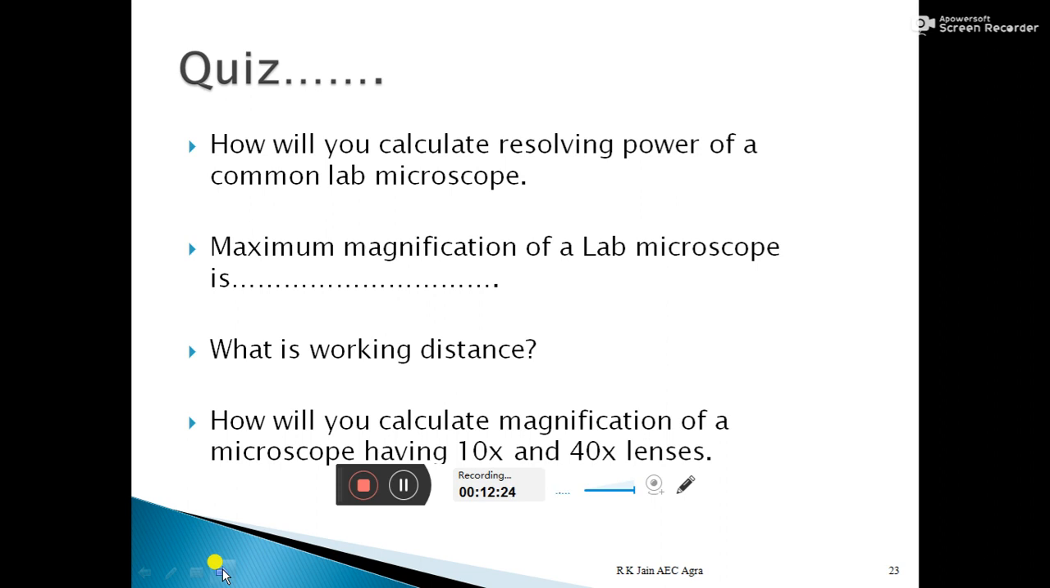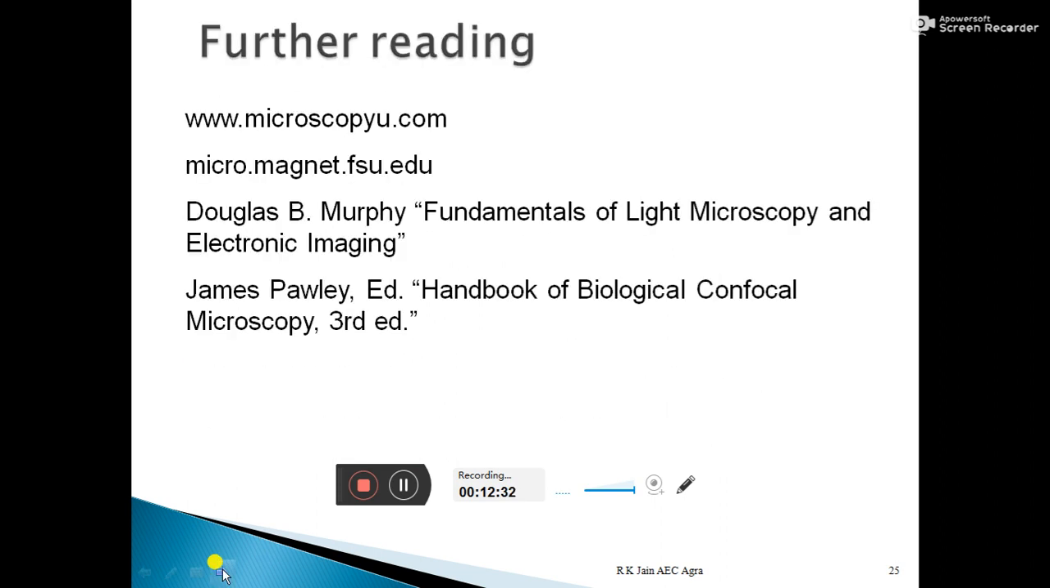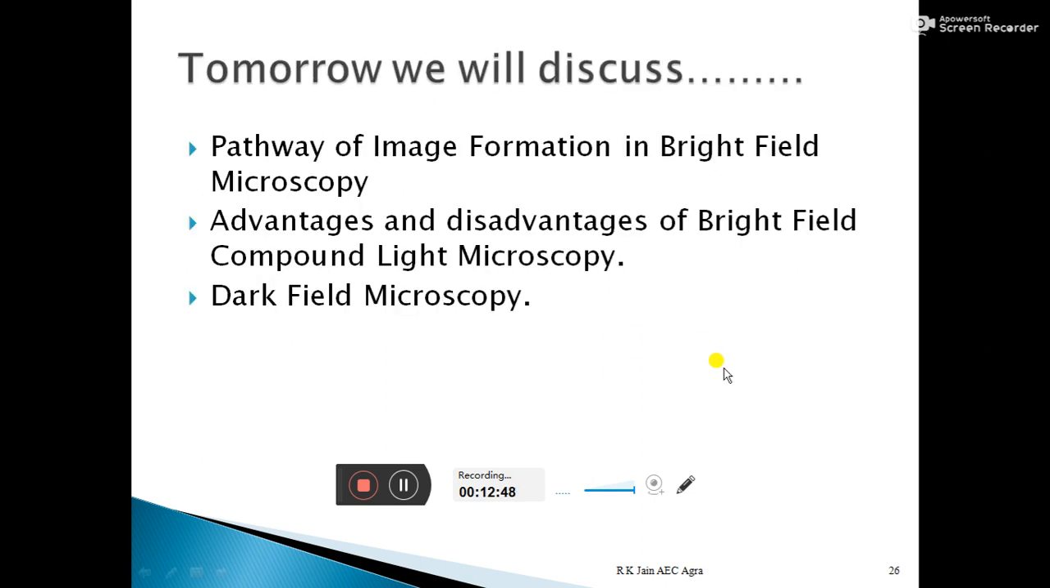This has been introduced to you. These are the key questions. Those who were listening carefully are supposed to give the answers to the following questions. If you want to go into more detail on this topic, these are the references. You can go through these websites and refer to those books for further details.